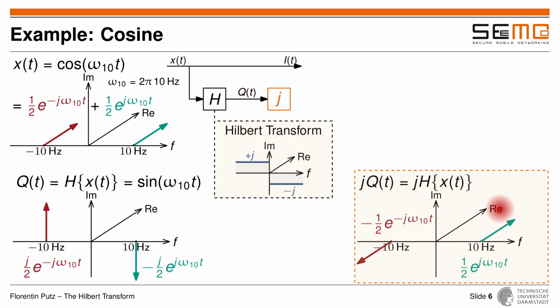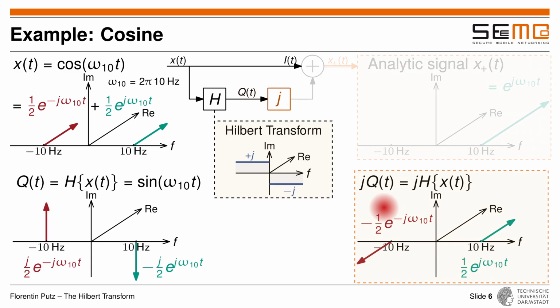And the negative part, we multiply by j as well. And it will now point to the negative real axis, because we multiplied an imaginary number by j. So j times j is negative 1. So now it will be negative 1 instead of j.